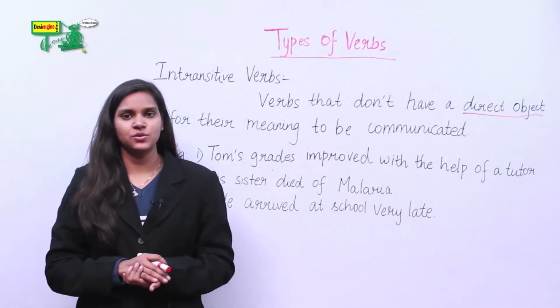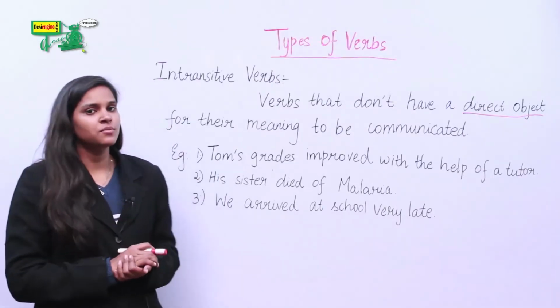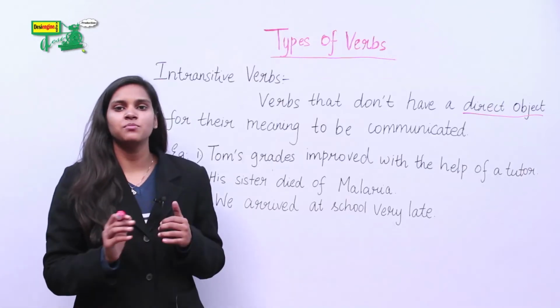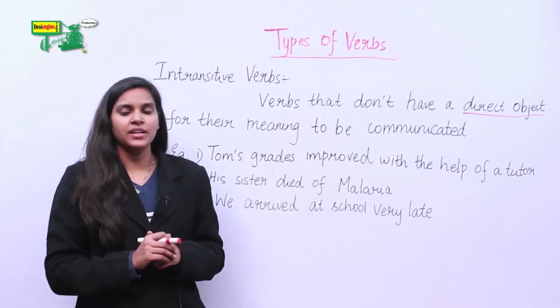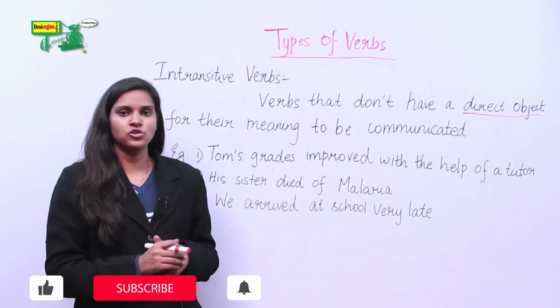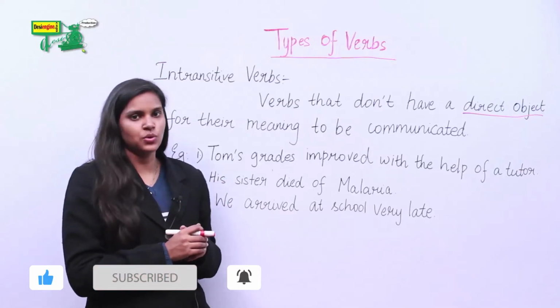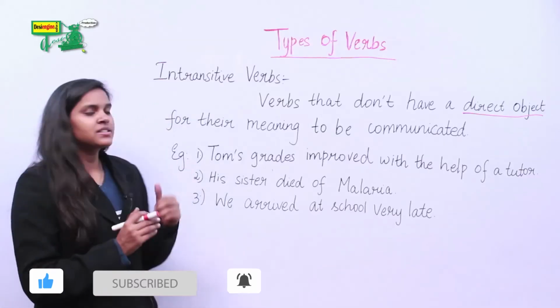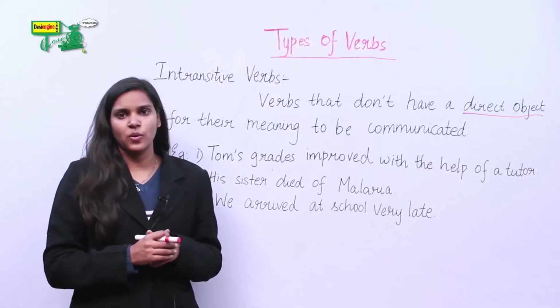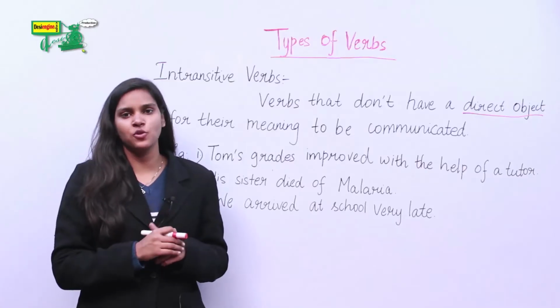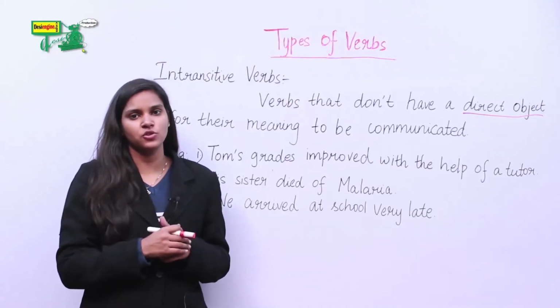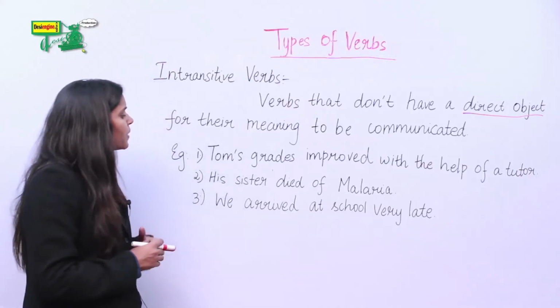Let's do the intransitive verbs. Intransitive verbs are those verbs that do not take up a direct object and they do not also answer to the question what or whom like they answered in the transitive verbs. Instead, they answer to the question how. Let's take few examples where we have used intransitive verbs.